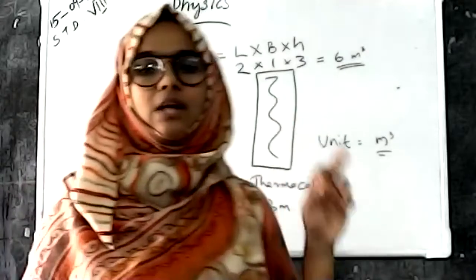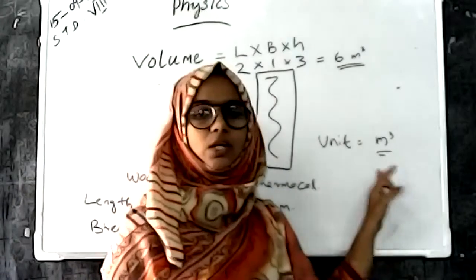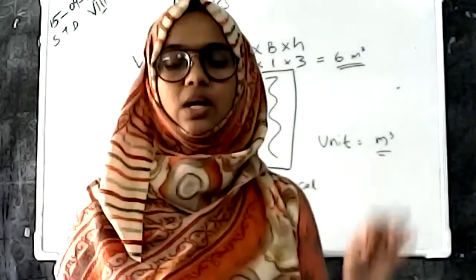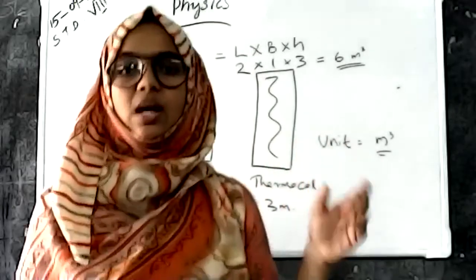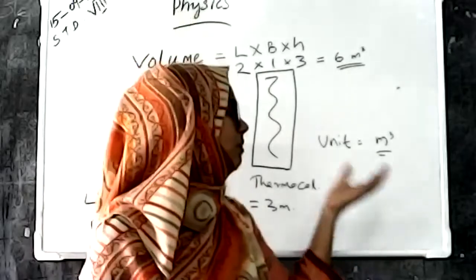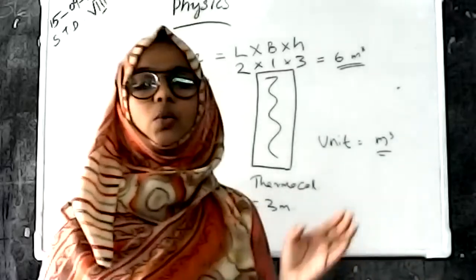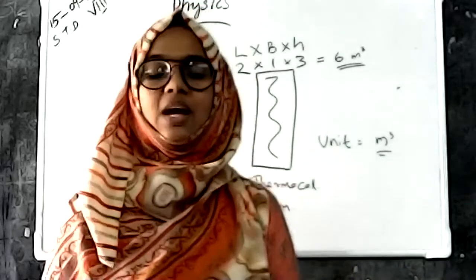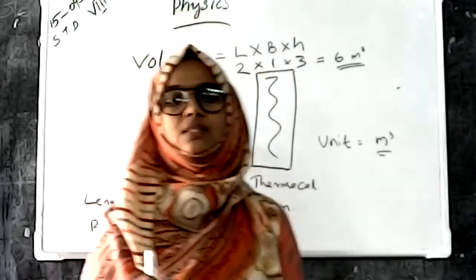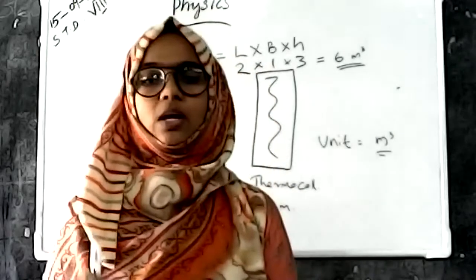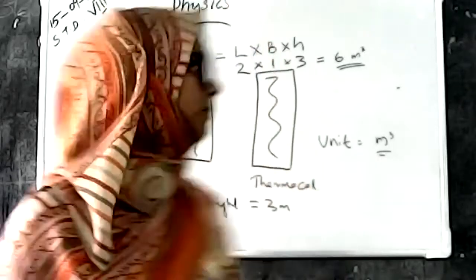So here we can conclude that the unit of volume is meter cube and it is a derived unit. It comes from the fundamental unit of length, that is meter, and we derive the unit for volume, meter cube. So the unit of volume is meter cube, and the volume is the space occupied by a body. Okay, and now we discuss what the density of a body is.